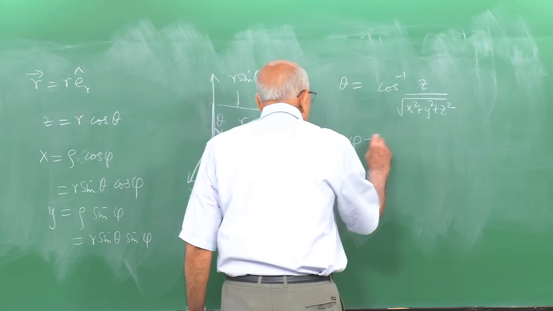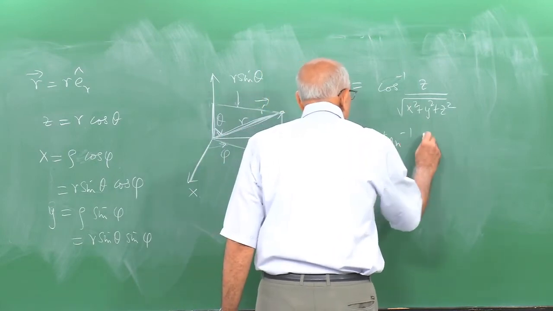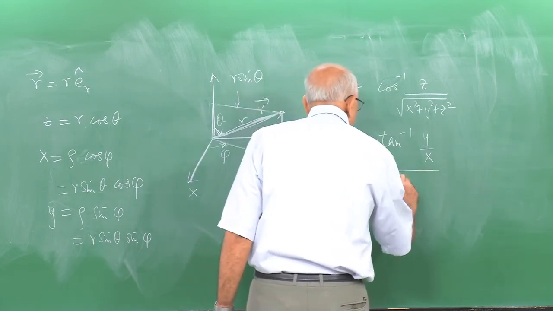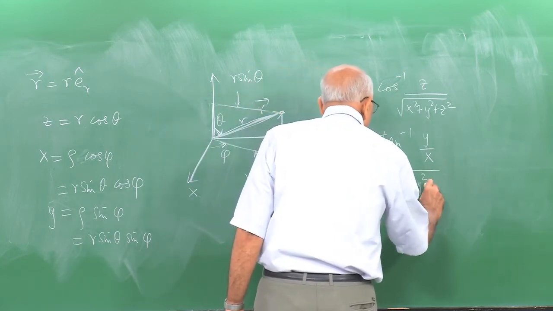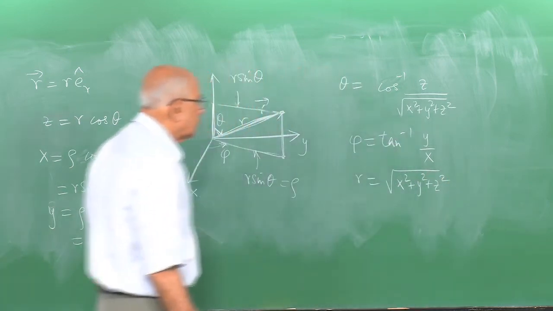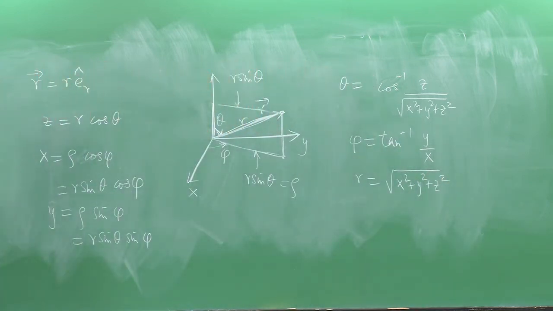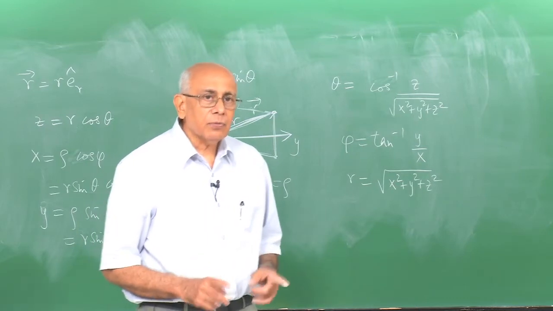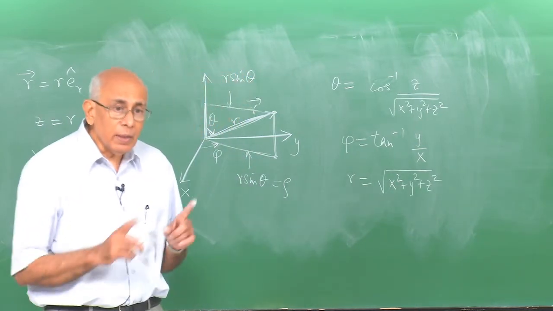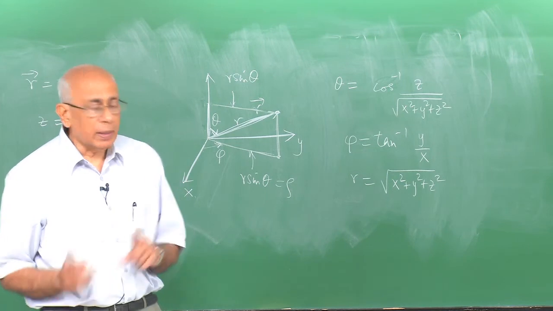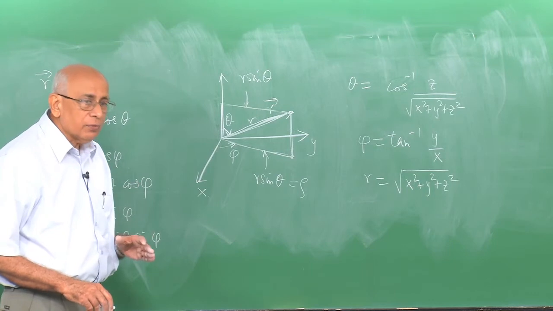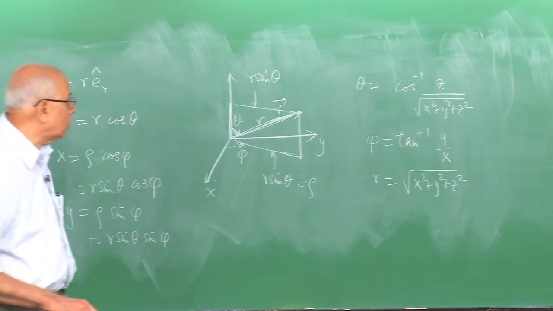Phi on the other hand, as before, is tan inverse y over x, and of course r is equal to the square root of x squared plus y squared plus z squared. Okay. And the ranges we have already written down. It is important for you to remember that the polar angle theta runs from 0 to pi, including the value 0 and including the value pi. On the other hand, phi runs from 0 to 2 pi, 0 less than or equal to phi less than 2 pi, to make it single valued here.